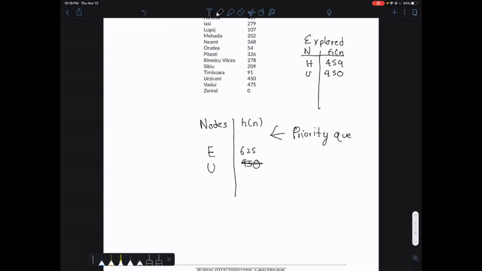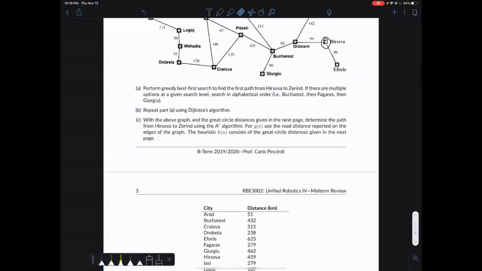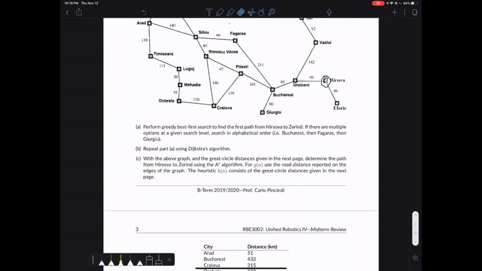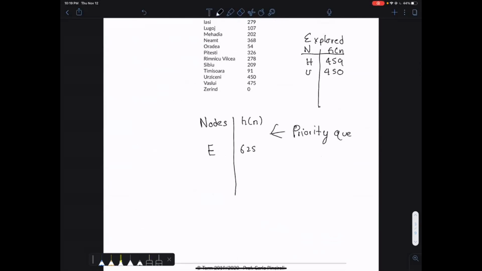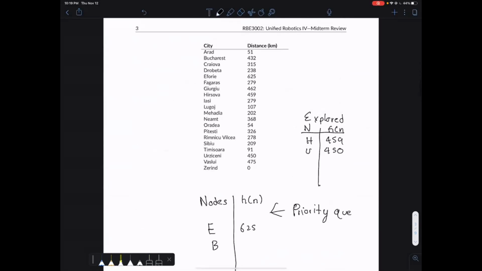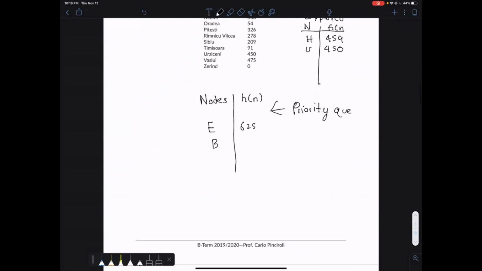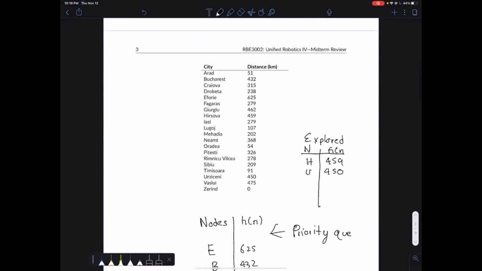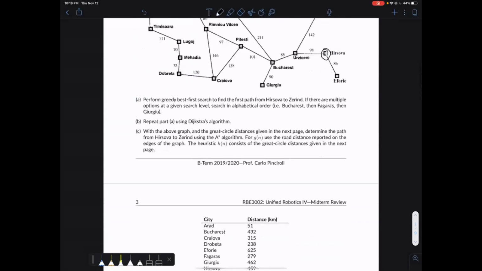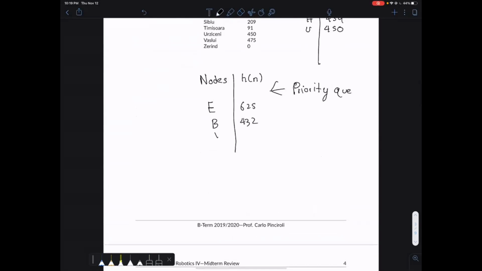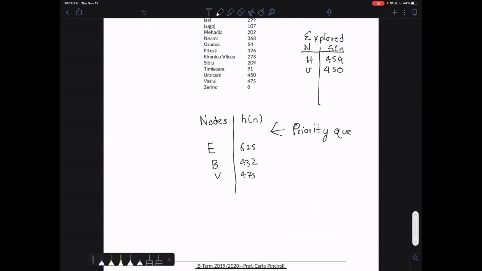We take it out of our queue and we add in U's two neighbors, provided that they are not in explored. So U has two neighbors. It has Bucharest and it has Lucy. Remember, in this case, we're going to go in alphabetical order. So the next things we add in are going to be B, which has a cost of 432. And we have Lucy, which has a cost of 475. Cool. U is now in here.